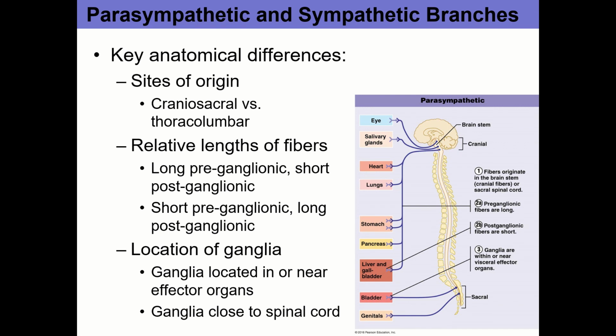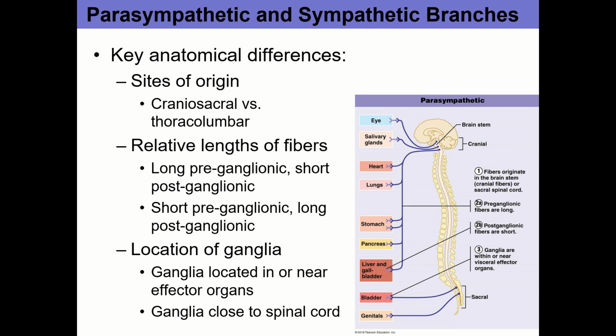All right, so as mentioned, there are some anatomical differences between the autonomic nervous system and the somatic nervous system, but in addition to that, there are actually anatomical differences between the parasympathetic branch of the autonomic nervous system and the sympathetic branch of the autonomic nervous system. So one of the differences is where they originate.